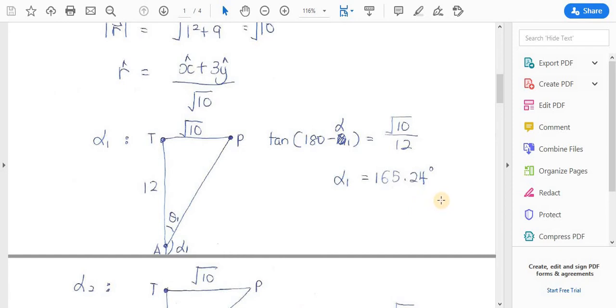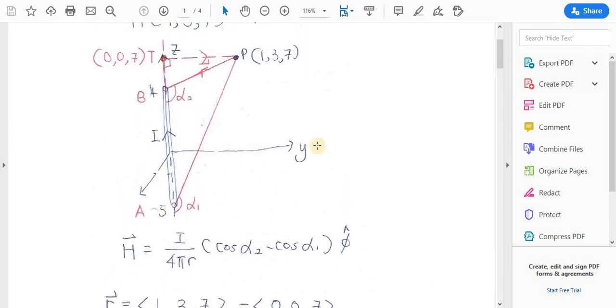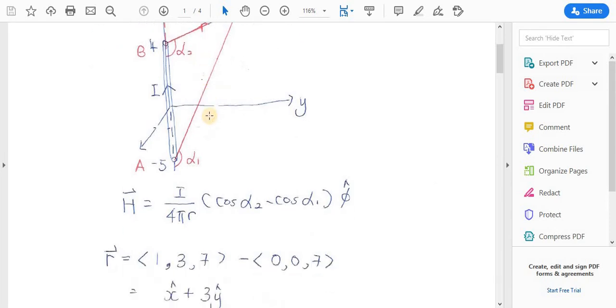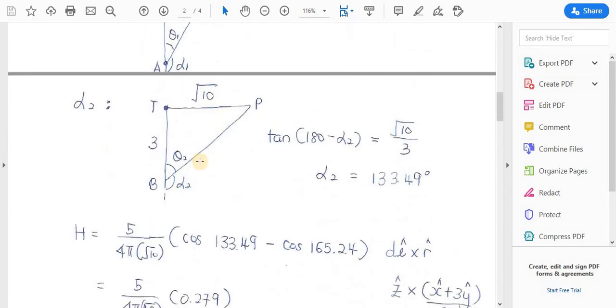Next, we move on to alpha 2. Alpha 2 is here, so I will focus on this small triangle, and again I draw it in 2D. This is point T, point P, and point B, and this is your alpha 2. Again you use the tangent to find alpha 2, and alpha 2 is 133.49.